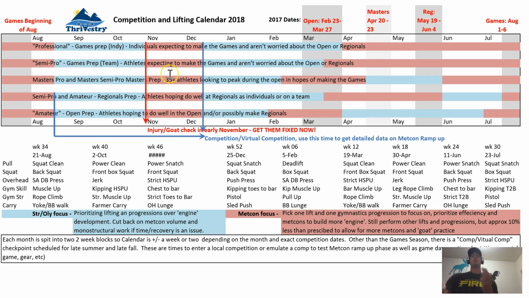We do that test through November, December, for those people who need that data. If you've only been competing for 2 or 3 years, this is a really good idea to do.